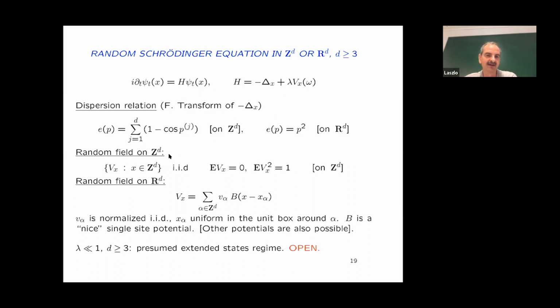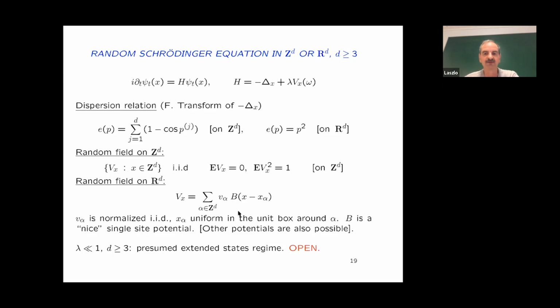Now, there is a little difference between whether you do it in discrete or continuum. In the discrete situation, it's easier to describe a random field because then you just have a random potential denoted by V_x at every point x on the lattice Z^d. And for simplicity, in the simplest case, just assume that these are IID, independent, identically distributed random variables with a certain normalization. If you want to do it on R^d, then it's a little bit more complicated.